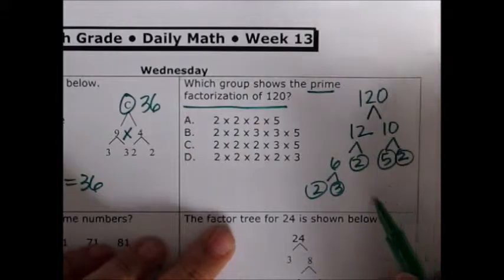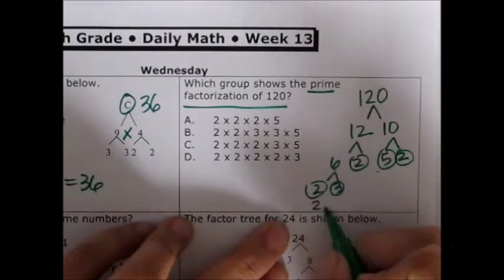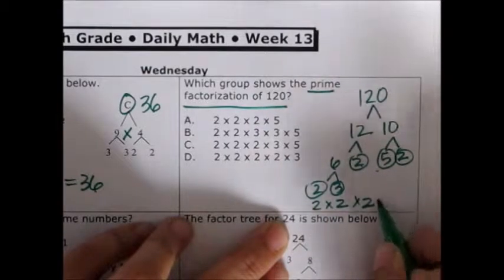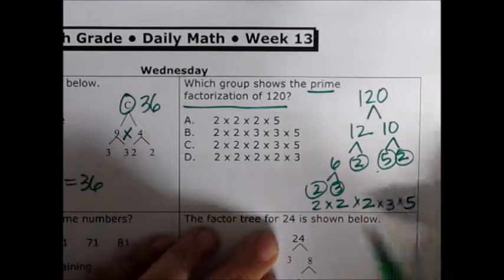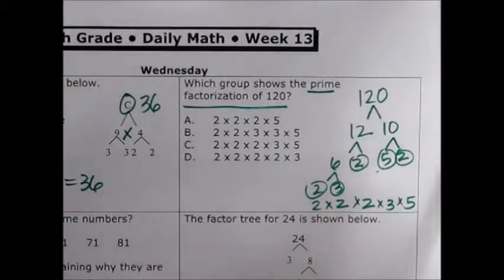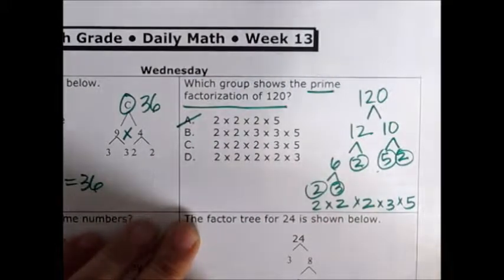All right, so how many did I end up having? I had 2 times 2 times 2 times 3 times 5. I picked up all of them there. There were 5 of them, and I put them in order from least to greatest. So now I can come to A, B, C, and D and compare. This one only has 4, so I'm not even going to take a look at it because I know I had 5.